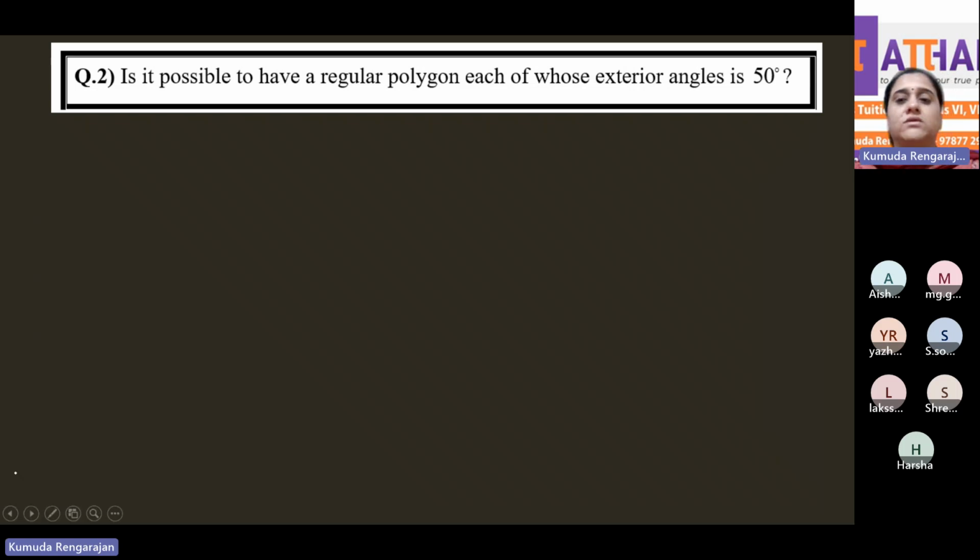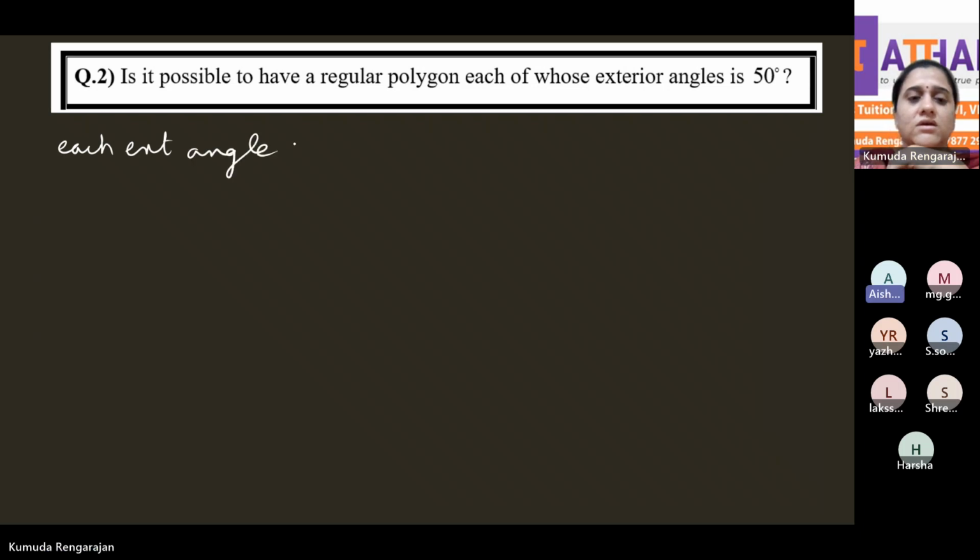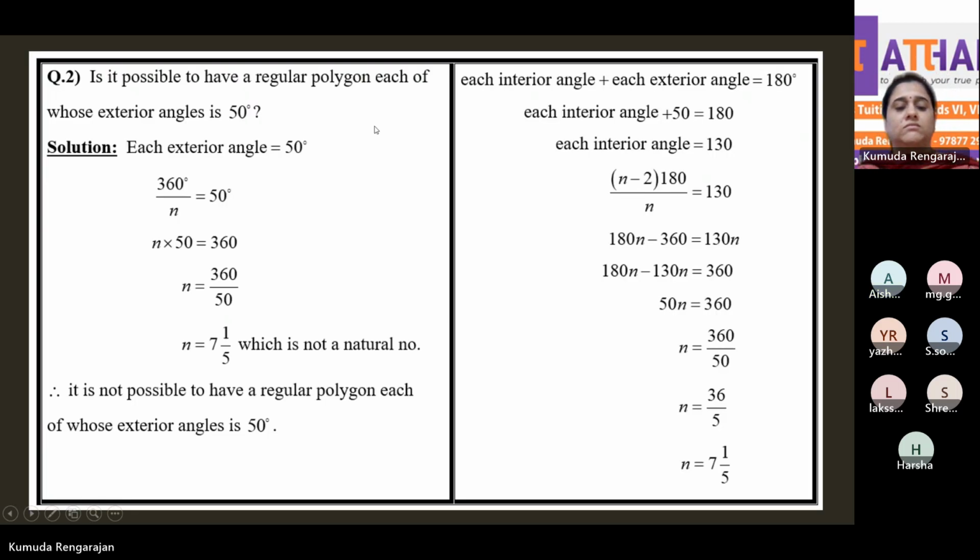So now if each exterior angle, can you just go to that slide for a moment? I was in the last line. Yes, ma'am.